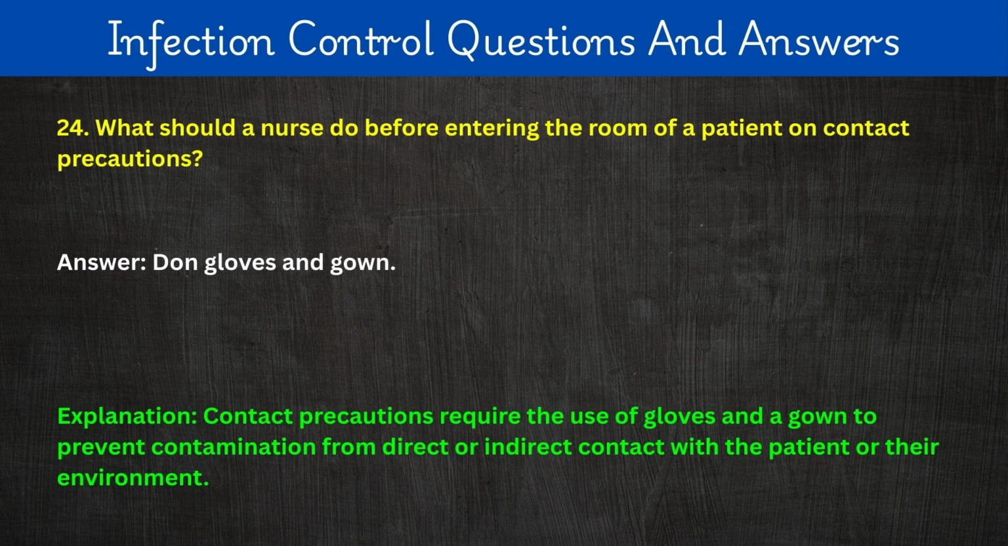24. What should a nurse do before entering the room of a patient on contact precautions? Answer. Don gloves and gown. Explanation. Contact precautions require the use of gloves and a gown to prevent contamination from direct or indirect contact with the patient or their environment.